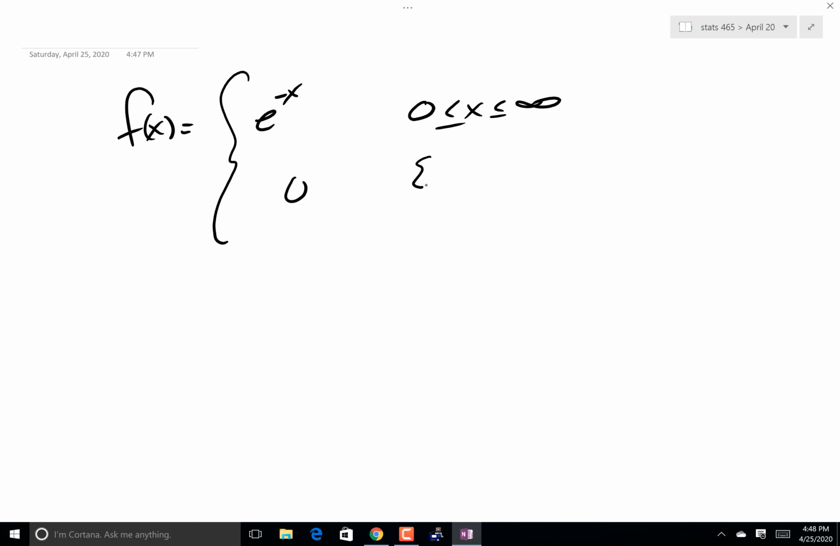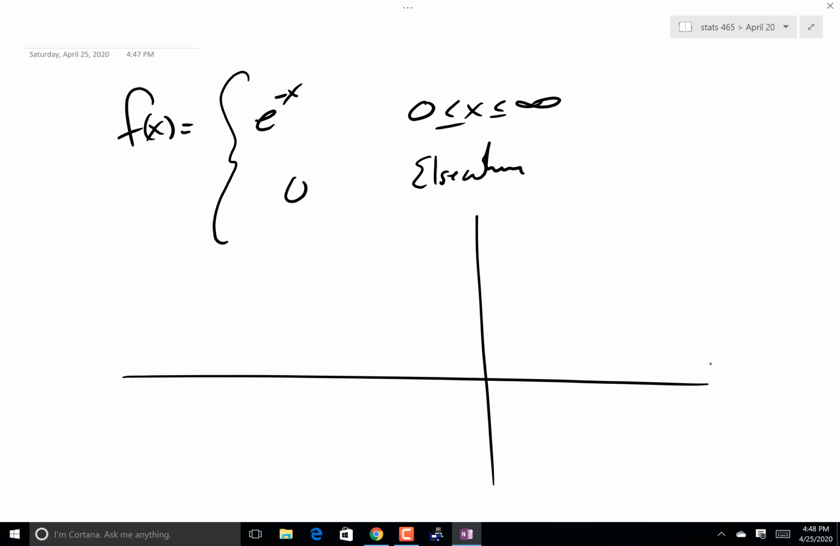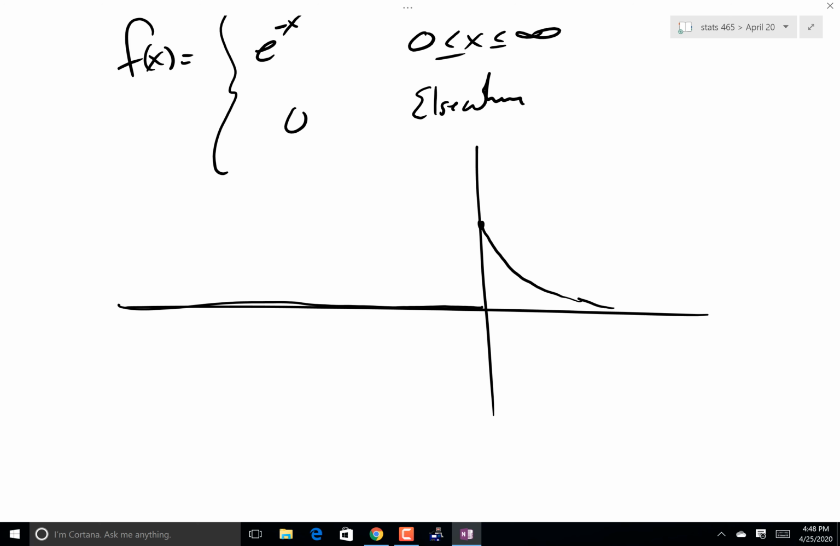Elsewhere, or I could say 0 when it's less than 0. That's cool too. So in other words, my function looks like this. It's 0, and then at 0 it jumps up to 1 and then drops off. Now, a person could prove that that is a true PDF by integrating.